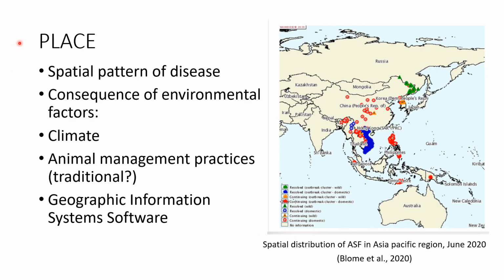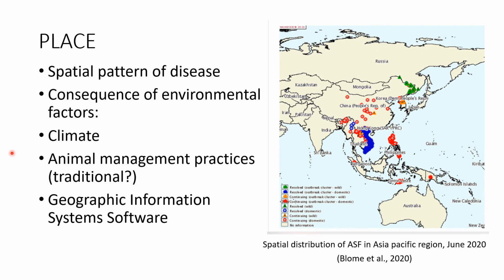Now, we've gone through characterizing the disease with the individual. We've gone to characterizing the disease through time, its occurrence through time. Now, let's go to characterizing diseases through its geospatial occurrence in a certain place. Again, this is just a spatial pattern of the disease.